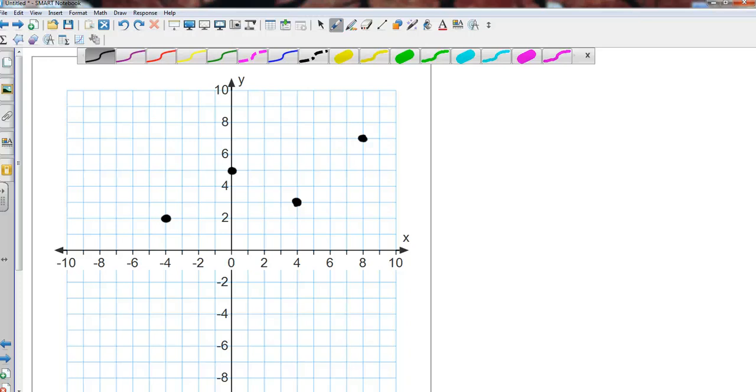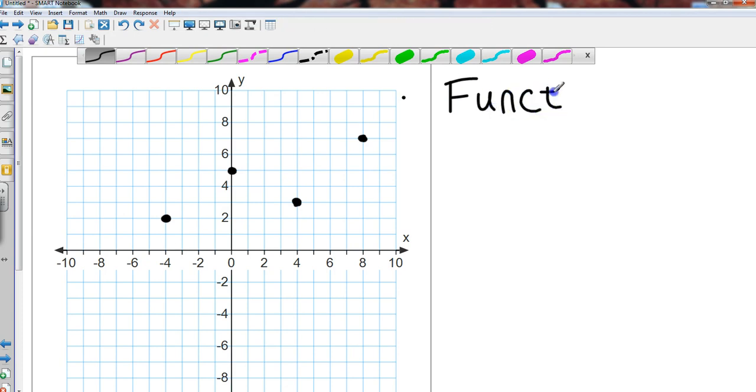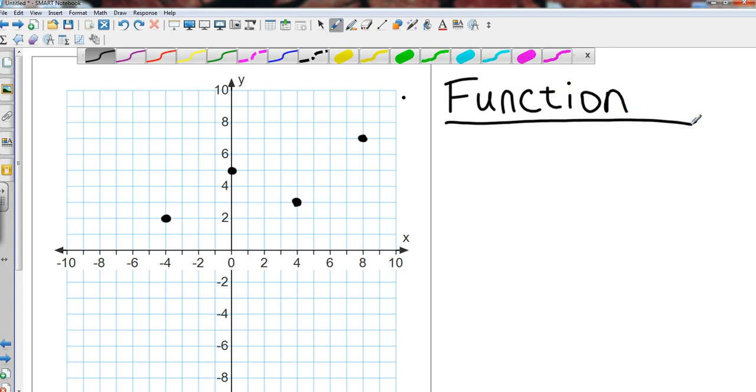Absolutely. Okay, so what we're going to do here is determine if this is a function or not. Okay, is this a function? To determine that, we're going to do what's called the vertical line test.